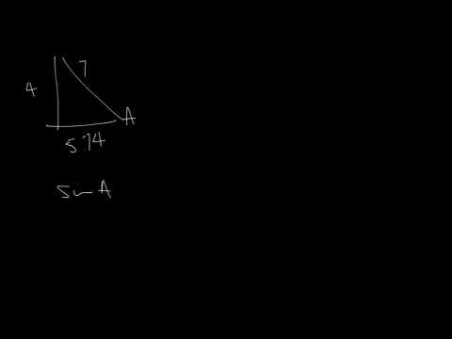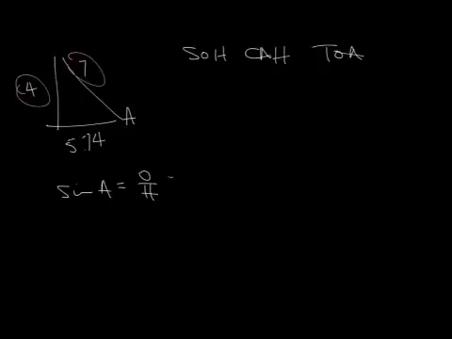Sine of A will be, using your SOHCAHTOA, I learned this back in 1974, and I still use SOHCAHTOA to remember this. Sine of A is opposite over hypotenuse. Well, where is the opposite? This is the opposite, that's the hypotenuse. So it's going to be 4 over 7. And when I divide that out, it's going to give me 0.57 for an answer.